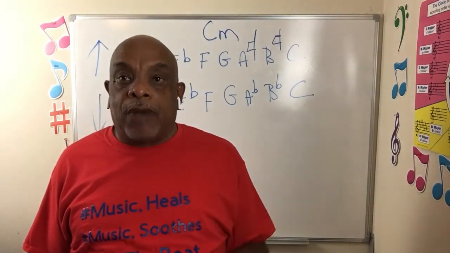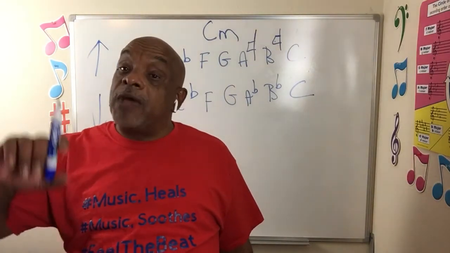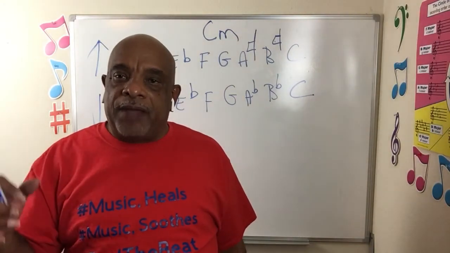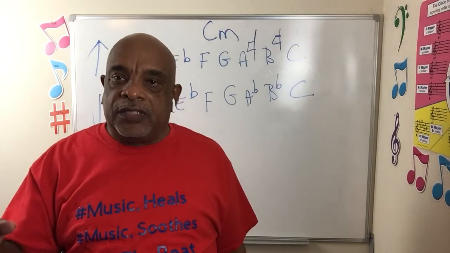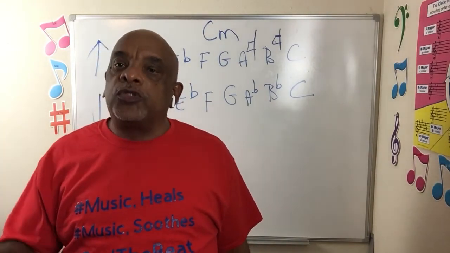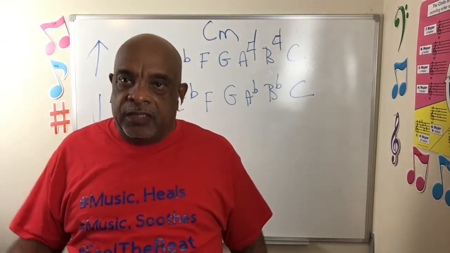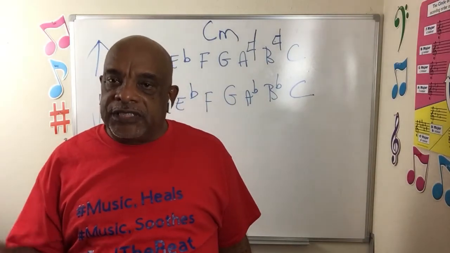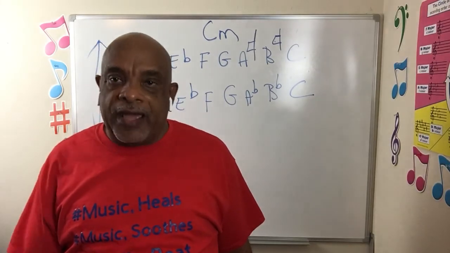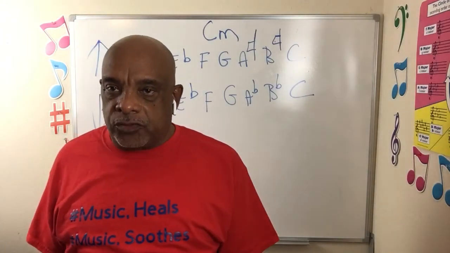Now, in the harmonic minor, the 7th degree of the minor scale is raised a half step. So therefore, it goes from B flat, because the B flat is the 7th degree of the C minor scale, then it goes up a half step, so it goes to B natural. So in the harmonic minor, the 7th degree of the minor scale is raised a half step. In this case, it goes from B flat to B natural.